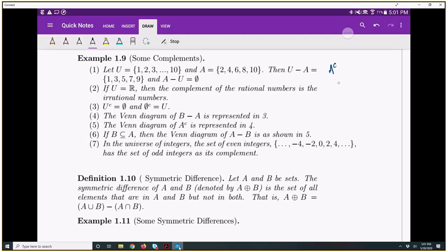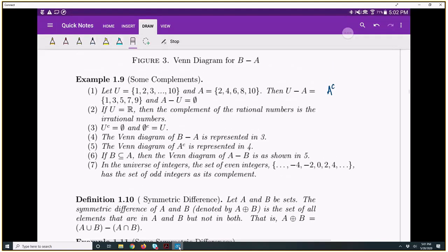The rational numbers and the irrational numbers together form the real numbers. Okay, next we have the complement of the universal set is just empty. So when we define a universal set, we're thinking of that as everything that we're interested in. So the complement of everything is empty. The complement of empty is everything. It's the universe.